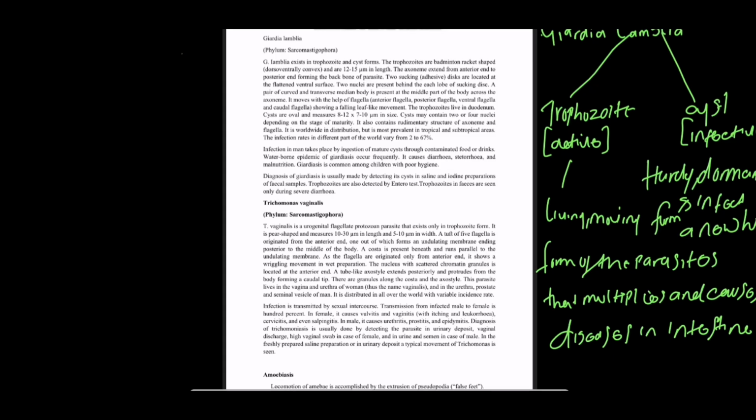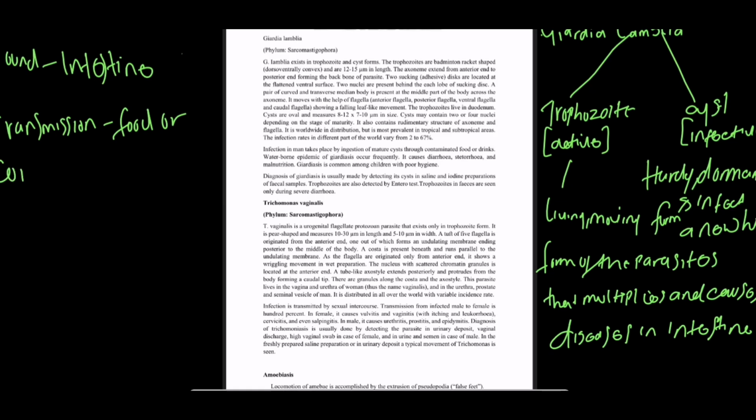Are we together? The Giardia lamblia is found in the intestine, that is the duodenum, right? Specifically the duodenum. The method of transmission is through contaminated food and water. That's why precaution ought to be taken on the kind of food and water we drink.